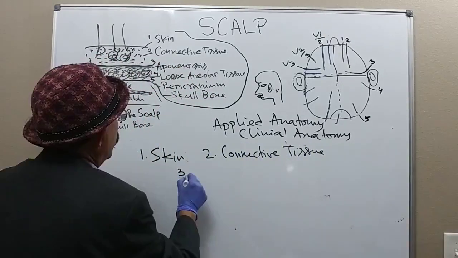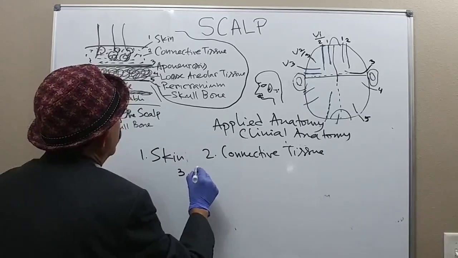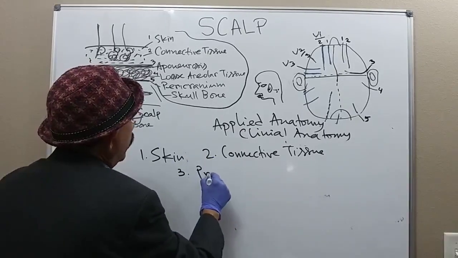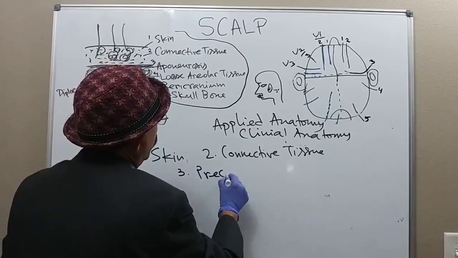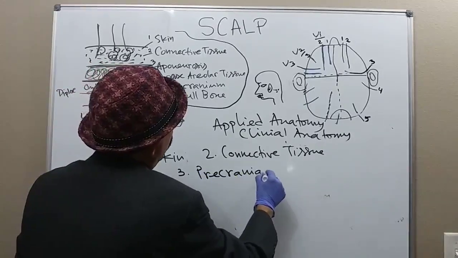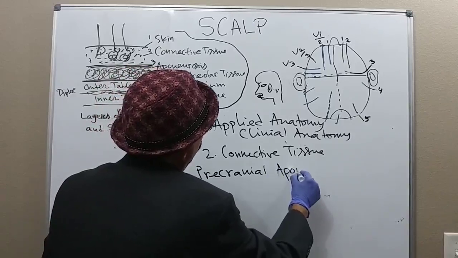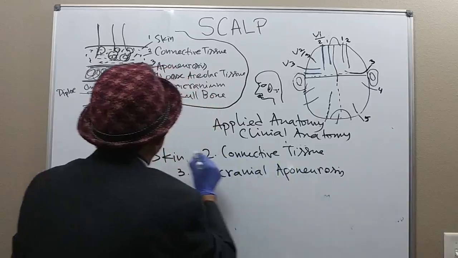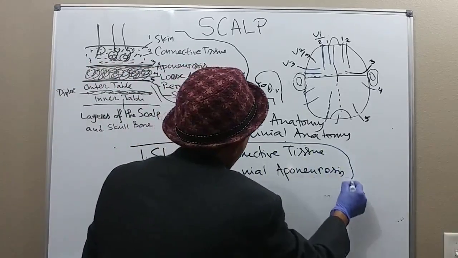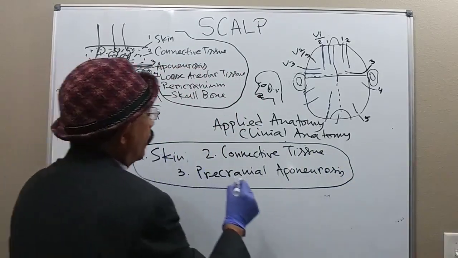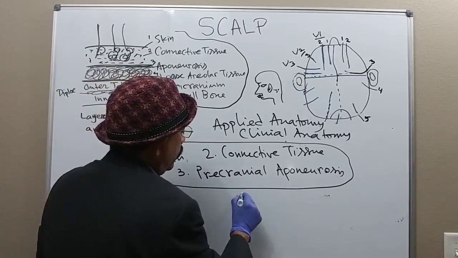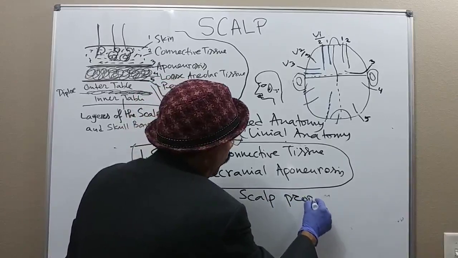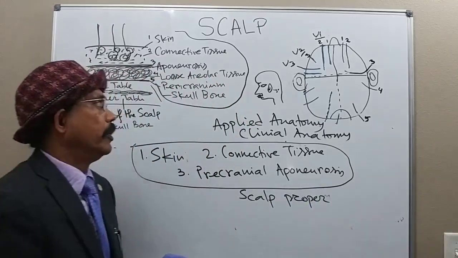and the galea aponeurotica or epicranial aponeurosis. Together, we call them the scalp proper, also called the surgical layer of the scalp.